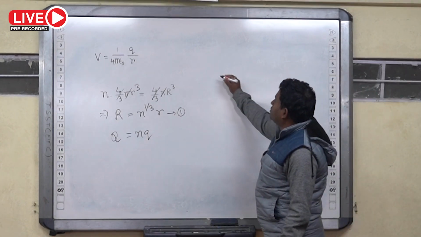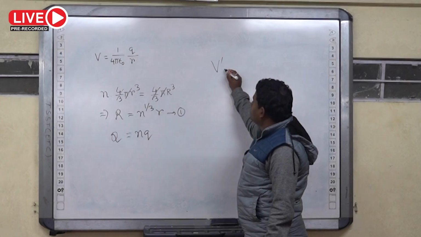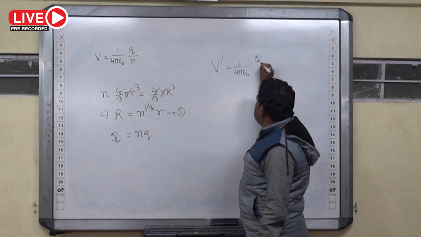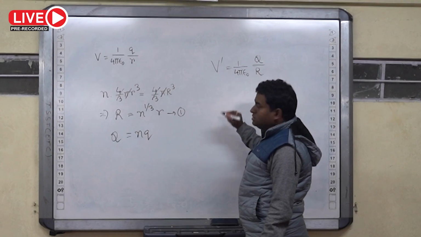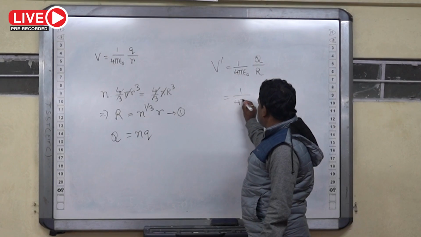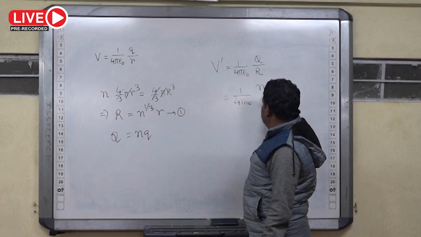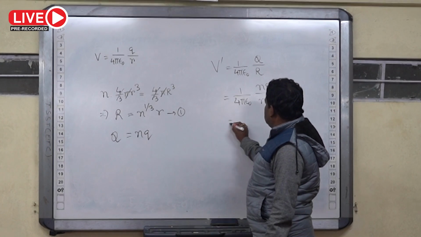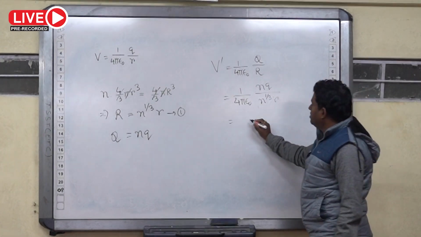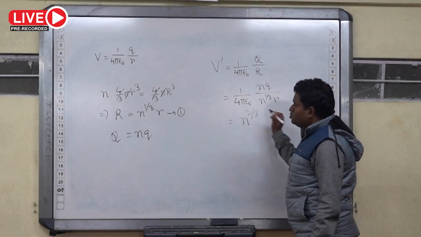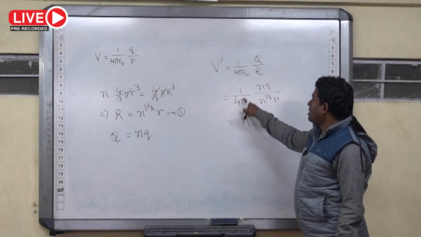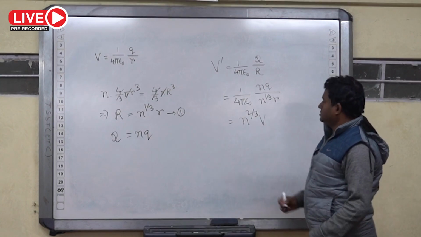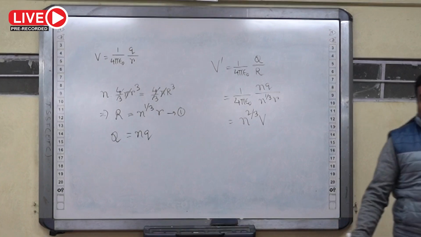Now if I calculate the big droplet's potential, it will be 1 by 4 pi epsilon naught, capital Q by capital R. So just put 1 by 4 pi epsilon naught, capital Q means n times small q, divided by n to the power 1/3 small r. So n by n to the power 1/3 will be n to the power 2/3, and the remaining term 1 by 4 pi epsilon naught q by r is equal to V. So option D is correct.